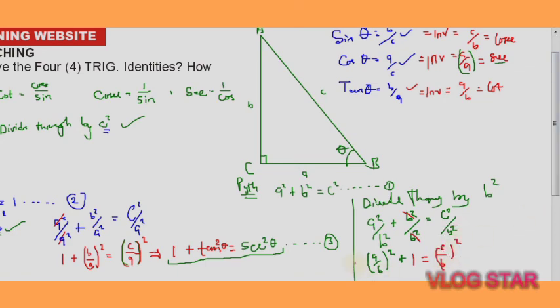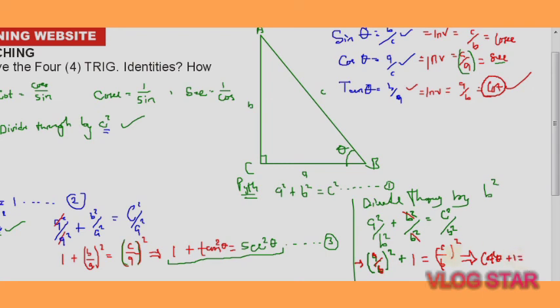So we work this out again. Now let's consider this one here, a over b. Instead of b over a, here we have a over b, and a over b is the inverse of tan, that is cot. So this is cot squared theta plus 1 is now equal to what?